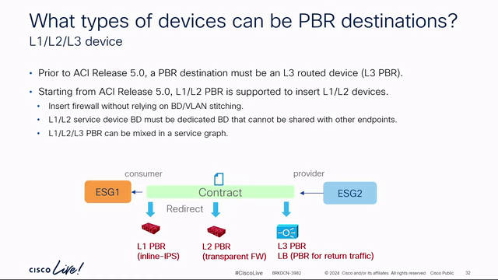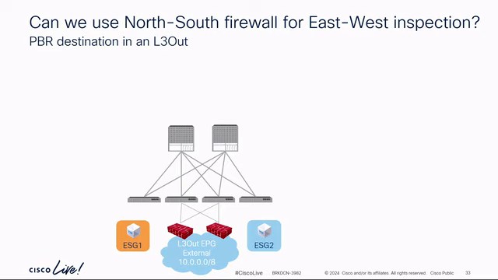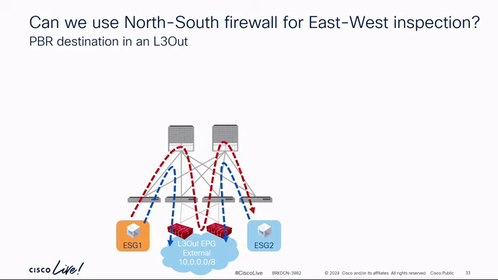This is pretty flexible. The next question is, I already have a perimeter firewall inserted for north-south. I want to use the same firewall for east-west. Yes, you can do this. So let's say you have the firewall connected as an L3Out router. Then the north-south firewall is inserted based on routing. No need to take care of PBR. Then you want to reuse the same firewall for east-west PBR. That's possible.